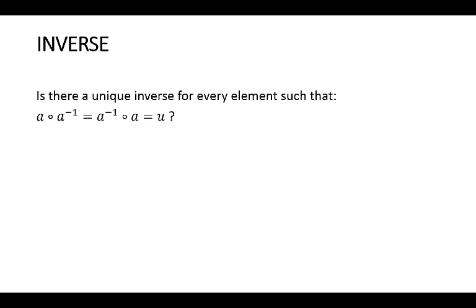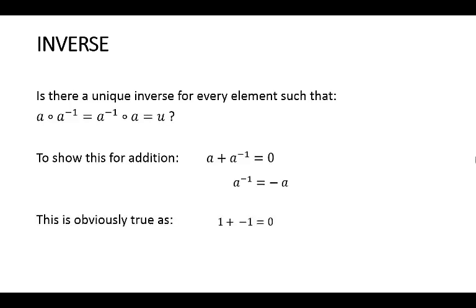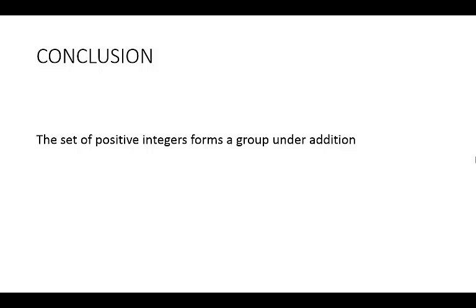The inverse. Is there a unique inverse for every element such that A operation inverse of A equals inverse of A operation A equals the identity element? So when we do A operation inverse of A, we need to get the identity element. To show this for addition, we already found that the identity element is 0. So A plus the inverse of A equals 0. So the inverse of A is negative A for addition of real numbers. This is obviously true. 1 plus negative 1 is 0. 2 plus negative 2 is 0, etc. So the conclusion we can draw there is that the set of positive integers forms a group under addition.